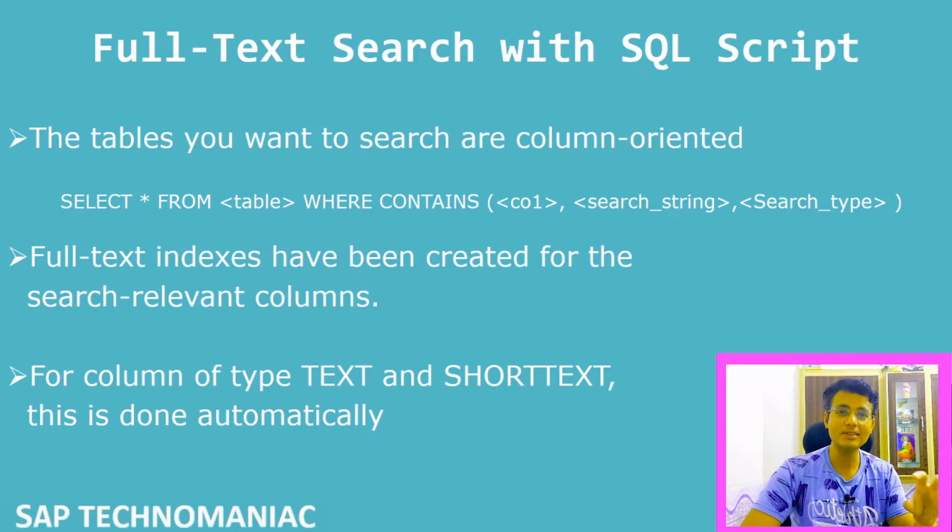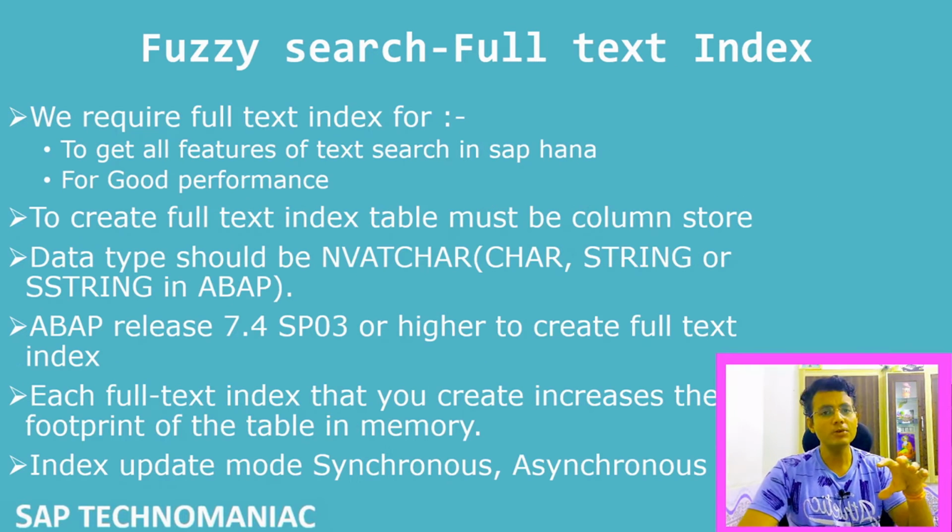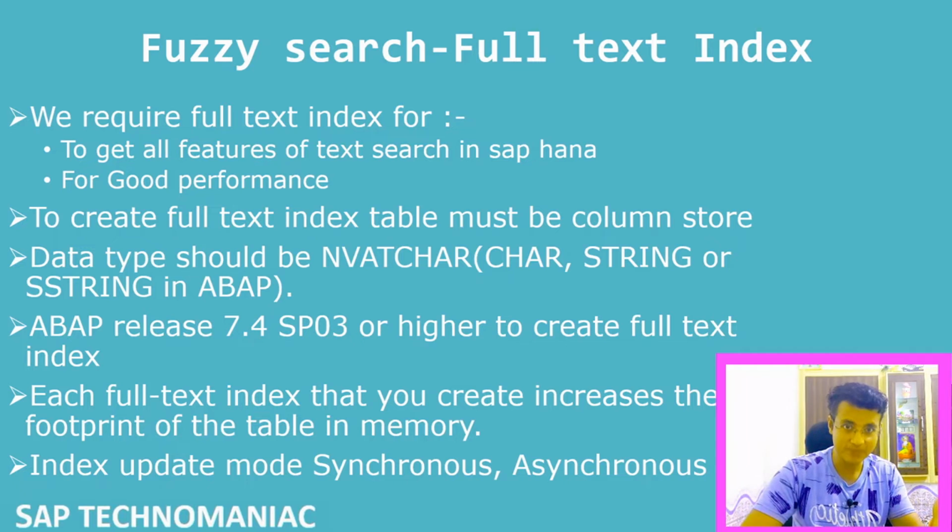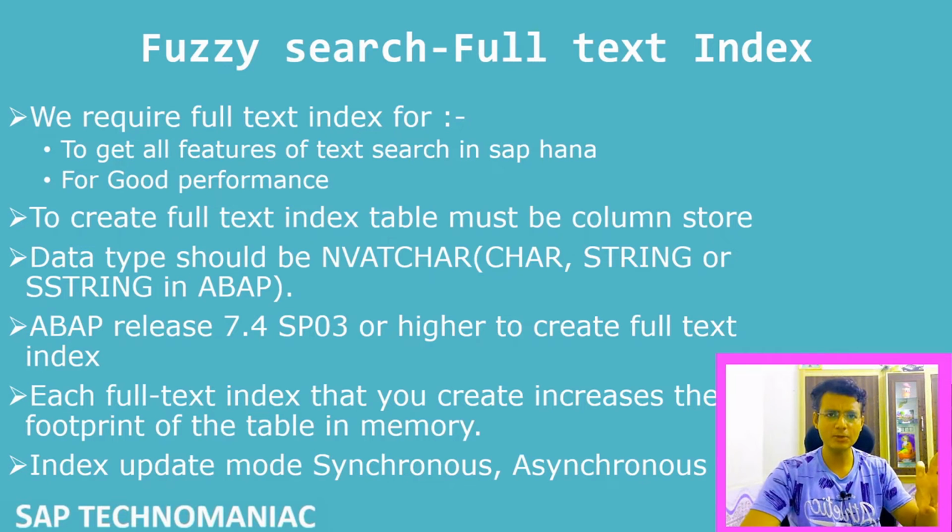Now first we will discuss what these full text indexes are. In ABAP we create secondary indexes, and we can create full text indexes in ABAP as well. It is an index only, saved along with the table. When we apply fuzzy search, error tolerant search or linguistic search, those searches will be faster if we have defined a full text index for that column. Why do we require the full text index? To get all the features in SAP HANA regarding the fuzzy search. Those features we want to get.